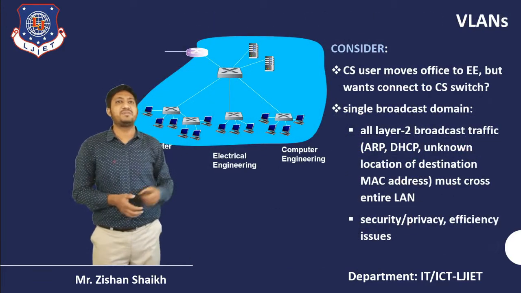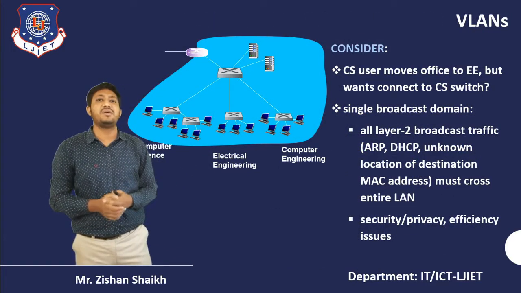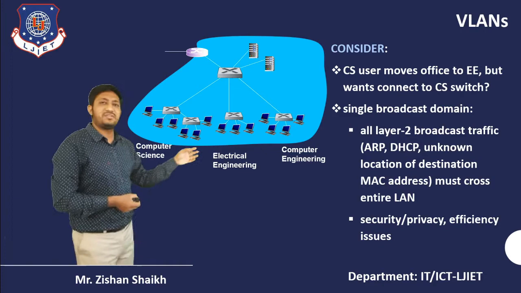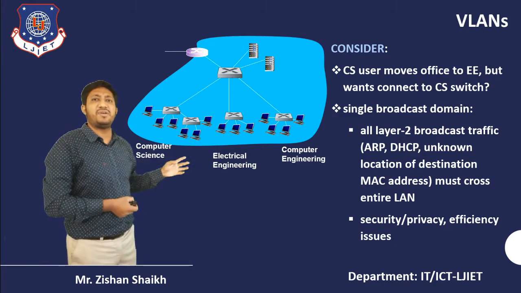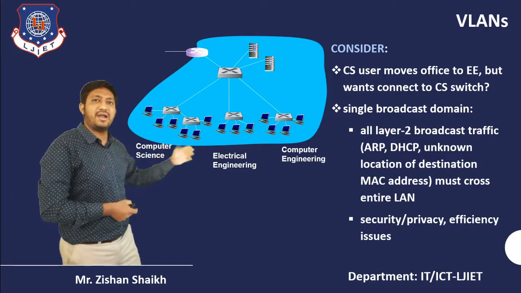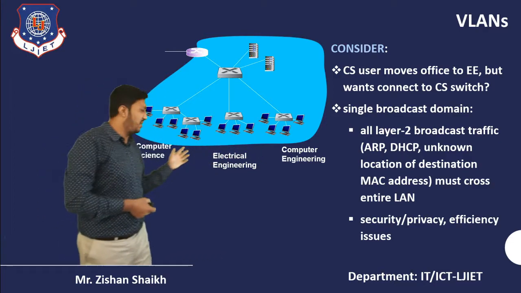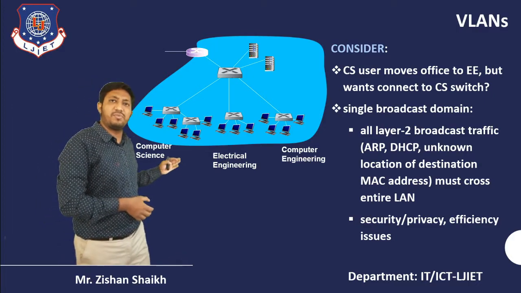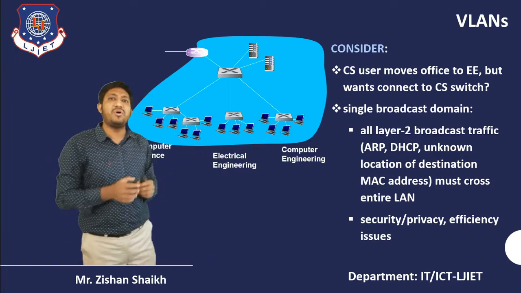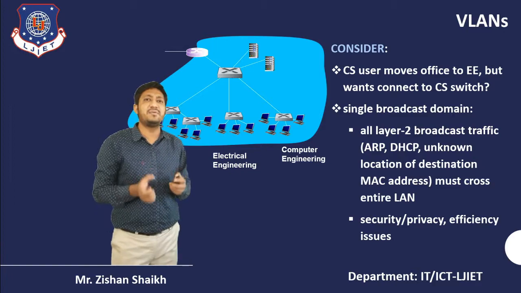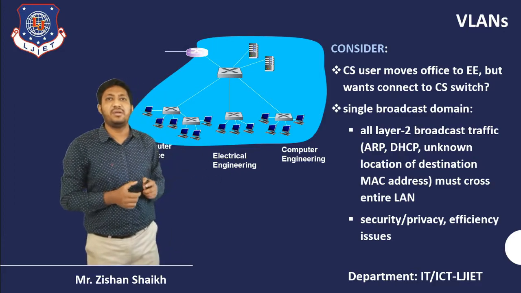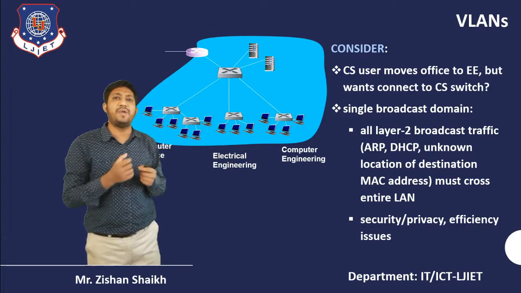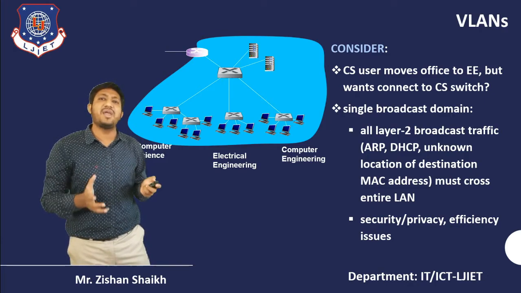Now we are moving to our next topic, VLANs, known as virtual LANs. Let's see a situation in a big organization where different departments exist. Here there are three different departments: computer, electrical, and computer. Suppose a user moves from computer science to electrical, but wants the same switch address to be maintained throughout the whole journey. The user changed location from one department to another, but wants to keep all the data. So how can we manage that?